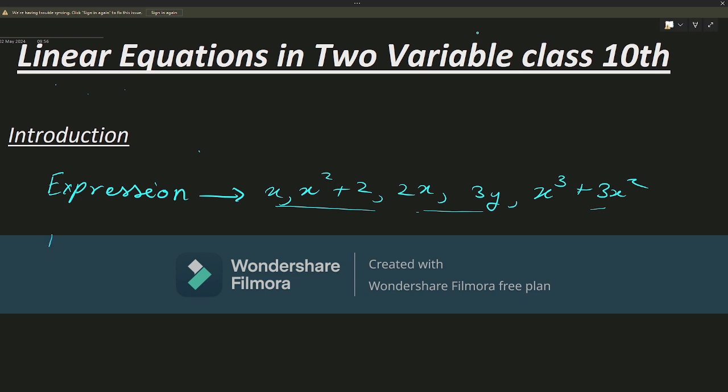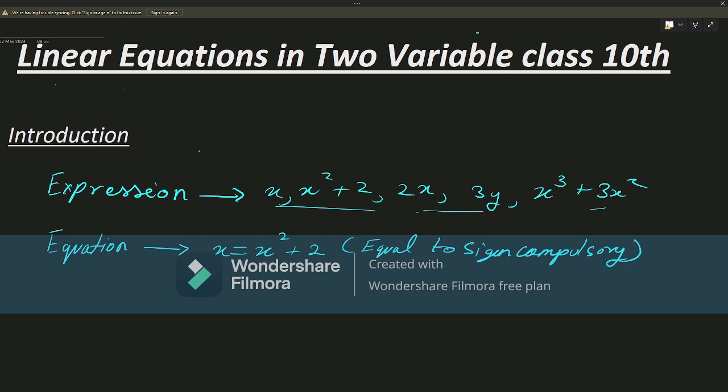And what is an equation? Well, simply, an equation should contain an equal to sign. The equal to sign is compulsory. So whatever polynomial contains an equal to sign can be termed as an equation, not as an expression. So that's the basic concept that you need to know right now.